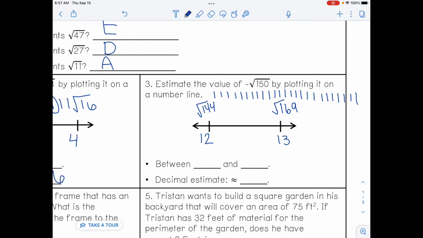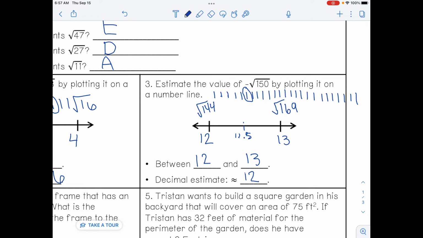Going back, 45, 46, 47, 48, 49, 50 is right here. And that definitely is closer to the 12. So we'll put between 12 and 13. We know it's closer to 12. Is it in the middle at 12.5 or, pen's not working, closer to the 12?